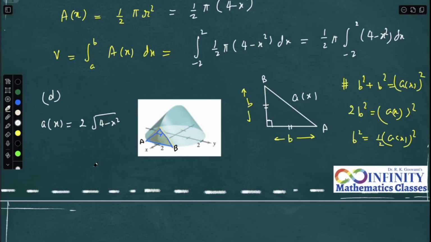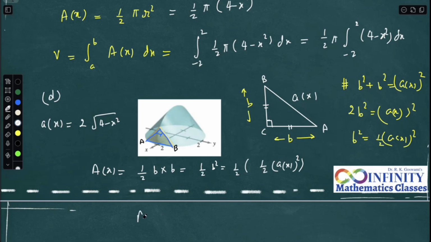Okay. Now what is the area? Area is going to be the area of the triangle ABC. The area of the triangle is going to be 1 by 2 base into height. Both are the same. So I need the value 1 by 2 B square. You can plug the value of B square from there. It is 1 by 2 AX whole square. Simplify the area, you will get 1 by 4 AX whole square.